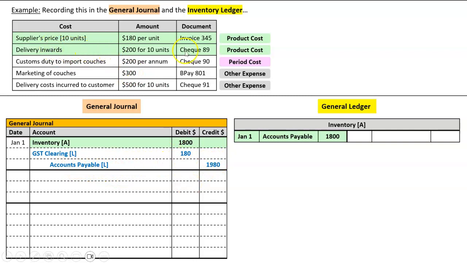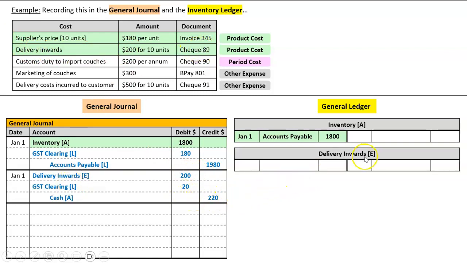All right, let's do this delivery inwards. And this is the one that's new. This is the one where we could make a mistake. Now I'm actually going to do the mistake. So the first thing we're going to do is January 1st, we're going to have an expense called delivery inwards. And we're going to debit it $200 because it says there, delivery inwards. We'll have some GST. And this one is a check, so we paid it with cash.